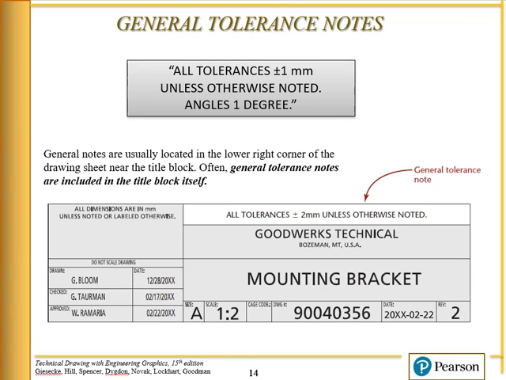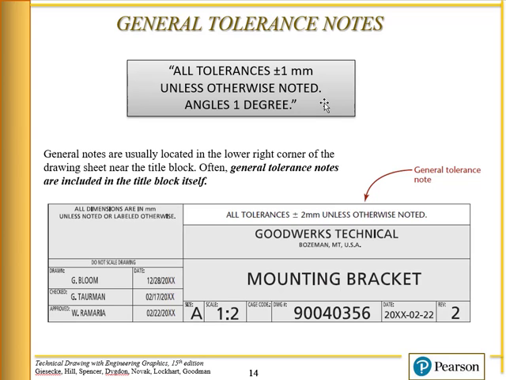Now, we're going to be creating drawings in this course, and these drawings have to go out and they have to be correct. So all features have to have tolerances specified on the drawing. You can do this several different ways. If you had the same tolerance for every feature on the drawing, which really isn't that realistic, but if you did, you could say: all tolerances plus or minus 1 millimeter unless otherwise noted. Angles 1 degree.